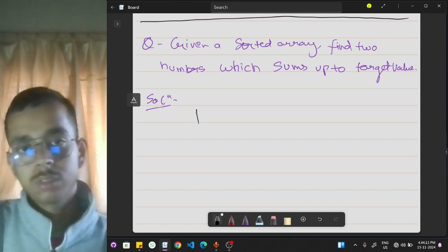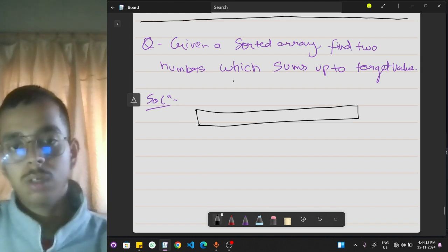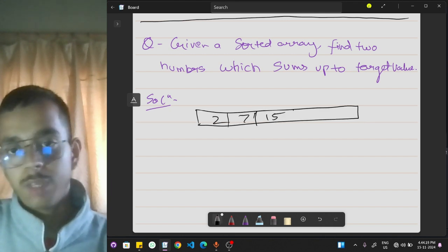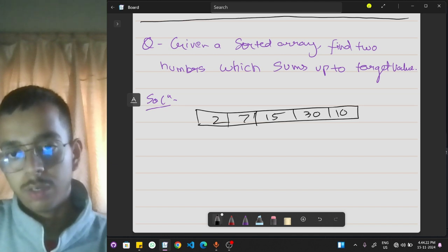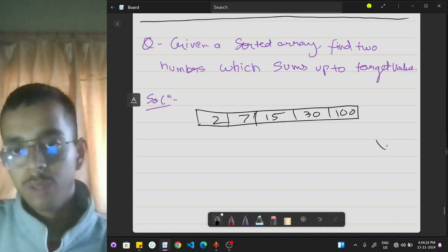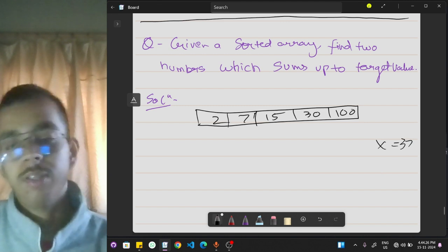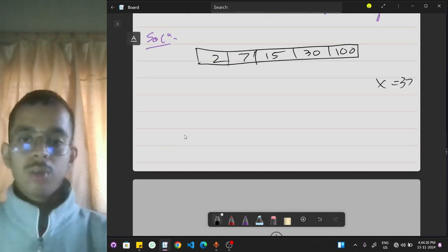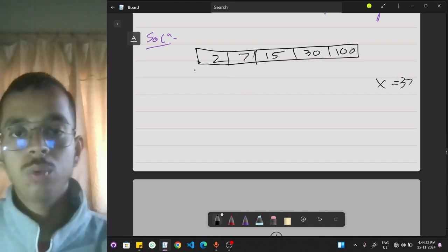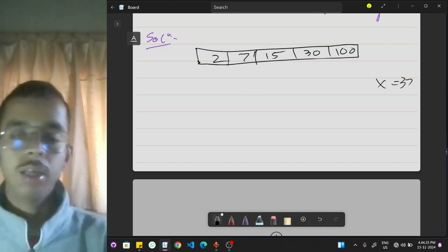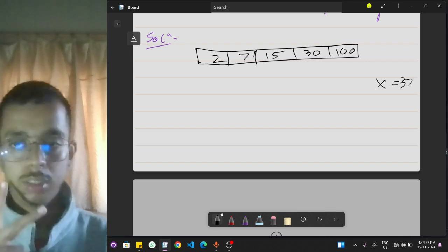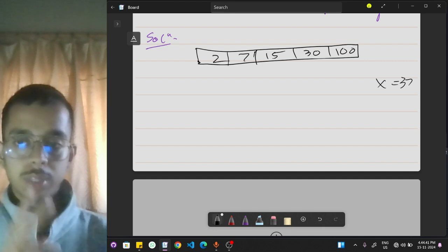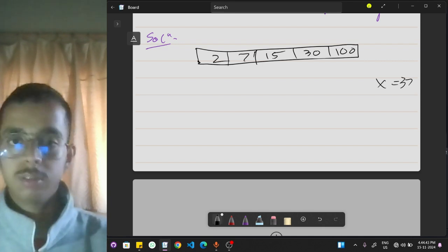So let's say you are given the array 2, 7, 15, 30, and 100, and let's say x equals 37. Now what you need to do is find two numbers from a sorted array which are going to sum up to 37.